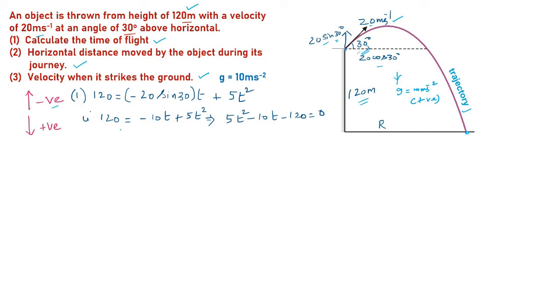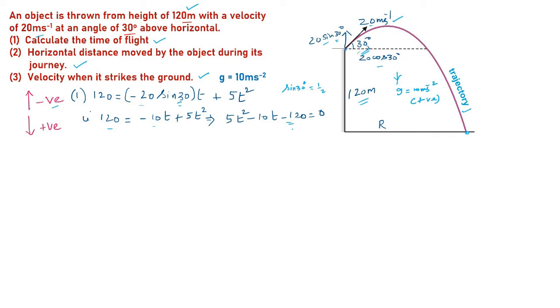Look at this. 120 is equal to minus 10t, because sine 30 degree is half. You should know this very well. So minus 20 into half is minus 10. The t will come as it is, and then 5t square. On simplification, 5t square minus 10t, and this 120 will come to this side and become minus 120.